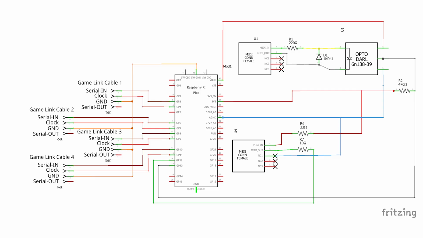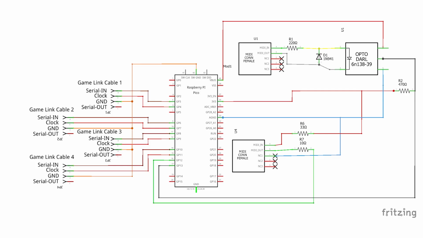Similarly, pin GP6 will transmit the serial in signals of our second Game Boy, while pin GP7 carries the needed clock signal. Pin GP8 carries the serial in signals and pin GP9 the clock signal for Game Boy number 3. And finally, pin GP10 carries the serial in signal for the 4th Game Boy, while pin GP11 carries its clock signal.